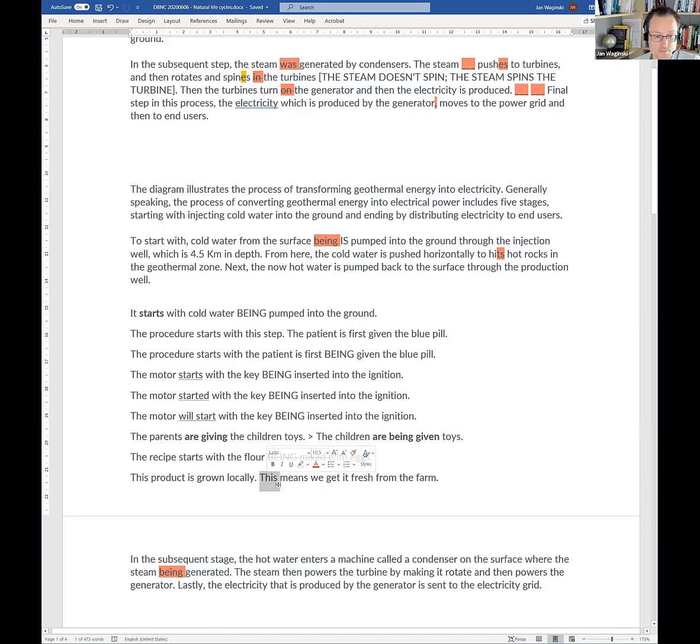What is this? This whole thing, right? This fact means we get it fresh from the farm. So we need to transform this. Relative clause? Not a relative clause, because it's going to be the subject of this verb. So it's going to function as a subject, as a big noun. So after the noun, this product, we need to transform this into the participle. It's one change that you're doing. Being and grown? That's it.